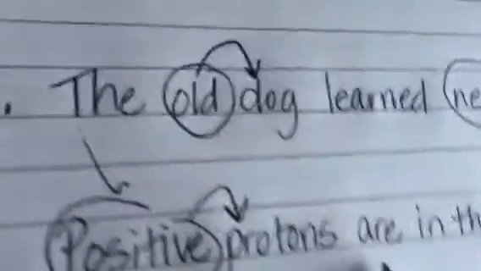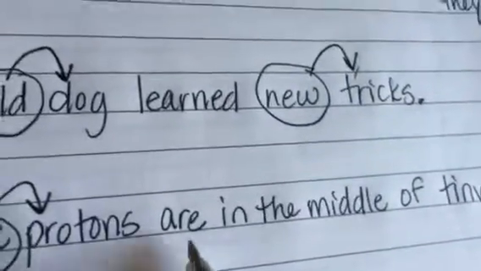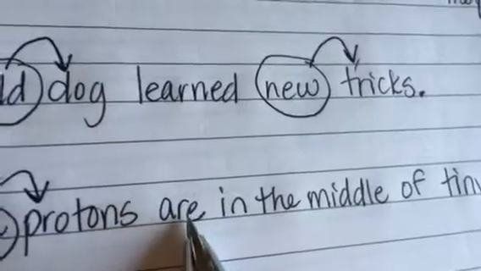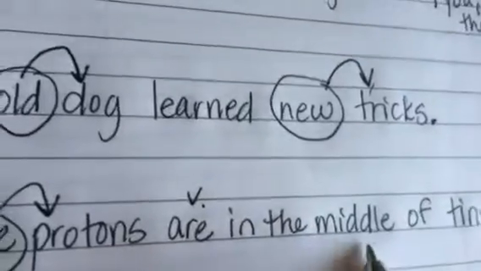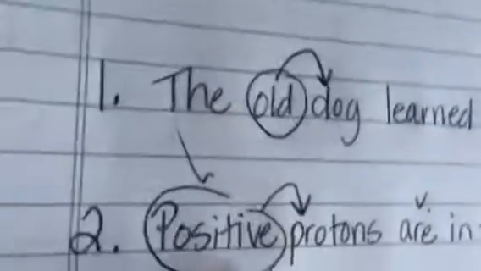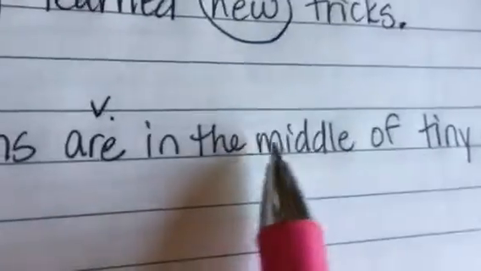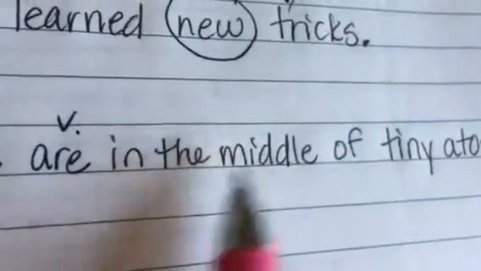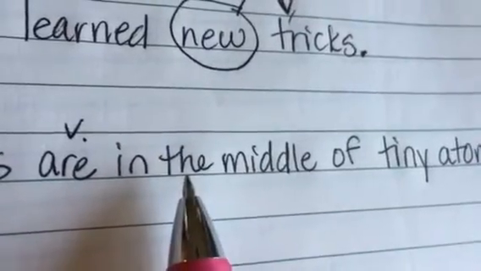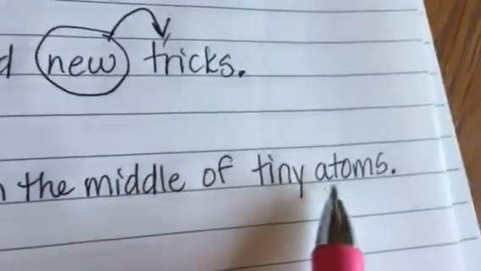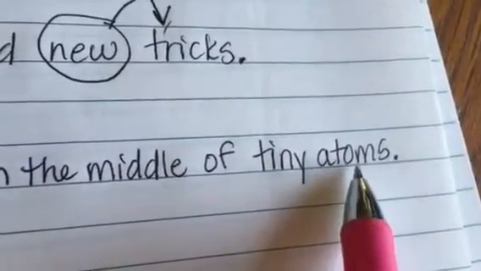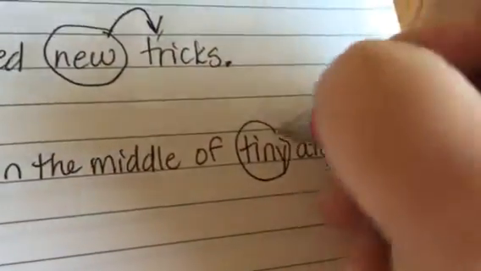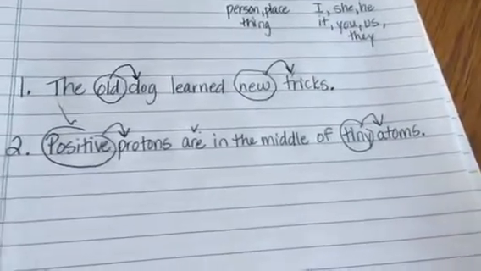They're positive. Are is the verb. It's one of those being verbs we learned. Is, am, are, was, were. Are is the verb. I'll just put a V on top of it. In the middle tells where the protons are in the atom. Middle is a noun, and we don't have an adjective describing the middle, except for this article right here. Of tiny atoms. Atoms are things, so they are a noun. And what kind of atoms are we talking about? Tiny atoms. So tiny is an adjective describing the atoms. So there we have our adjectives.